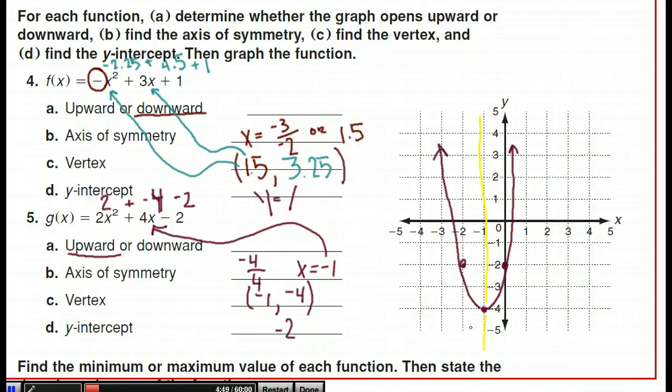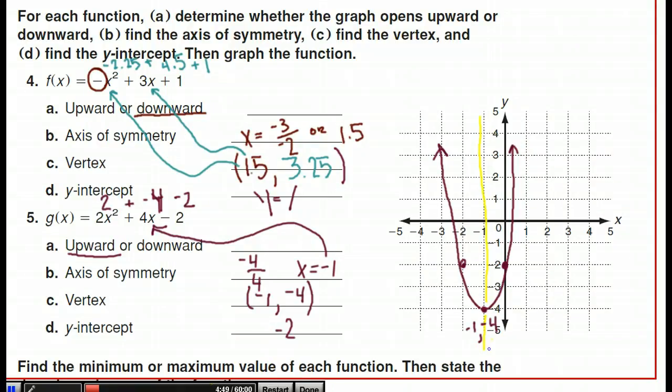So here's my vertex. My vertex is at the point negative 1, negative 4, which matches right here. Just to double check, my y-intercept is negative 2. That's correct. And it opens upwards. So there is 4 and 5.